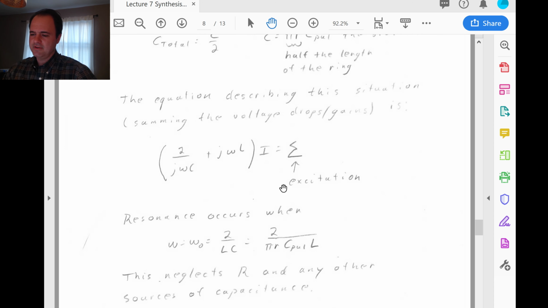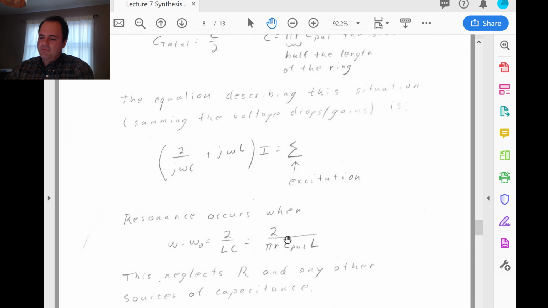Of course, resonance occurs when you do not need an excitation, but you still have something going on with the structure. And so you want this to be 0. You set that to be 0, you find the omega which establishes that to be 0, and you find it's equal to 2 over LC.